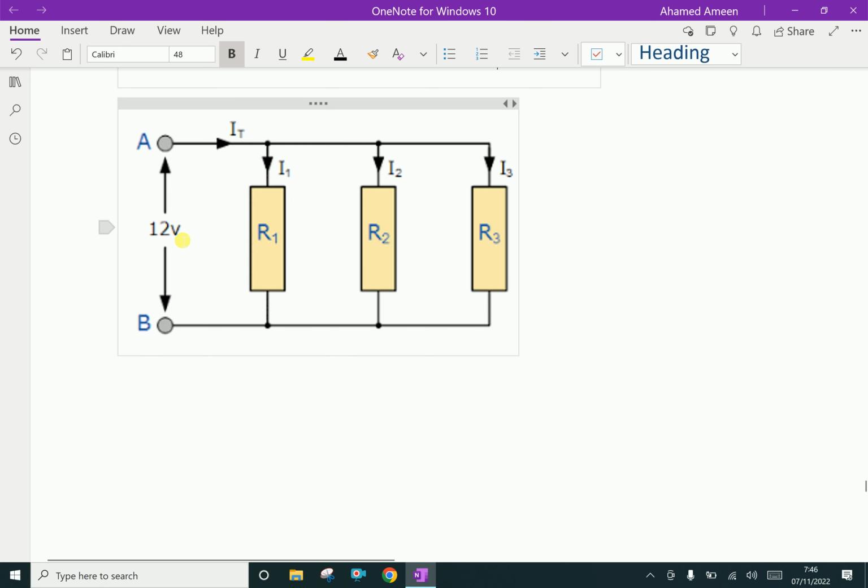In a parallel circuit, we know that the total voltage is not distributed. Suppose the total main voltage here is 12 volts. Each resistor has a voltage of 12. In this, each resistor has a different current. That is, resistor 1 has I1, resistor 2 has I2, resistor 3 has I3. In a parallel circuit, we can say voltage is not dropped everywhere, it is the same voltage, and the current is distributed.